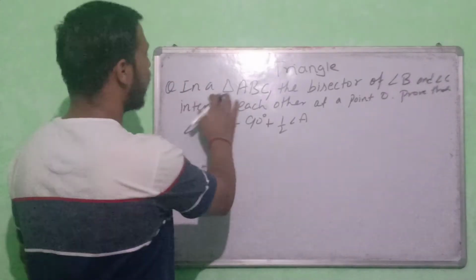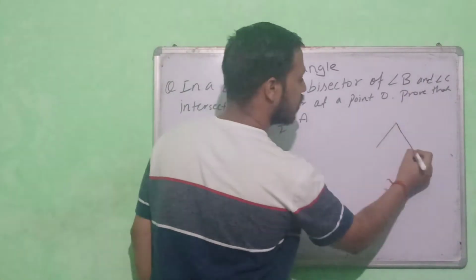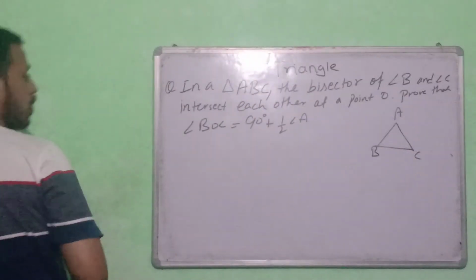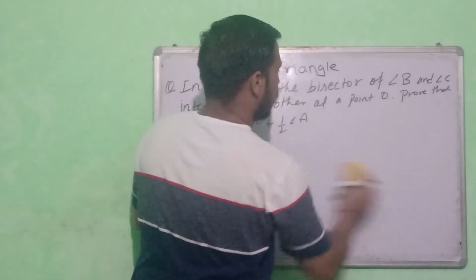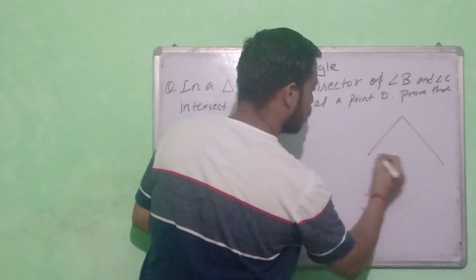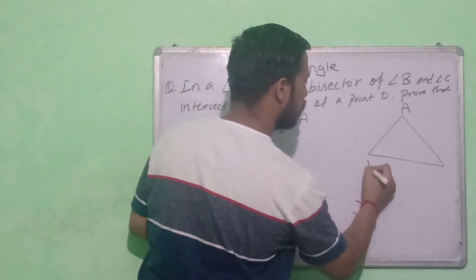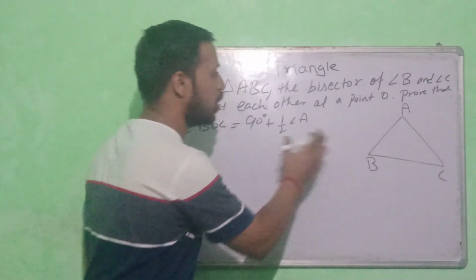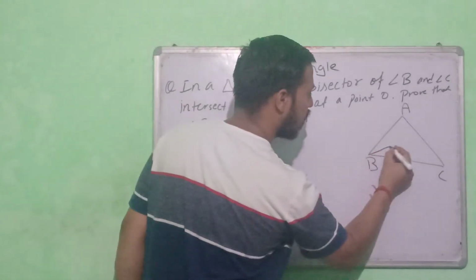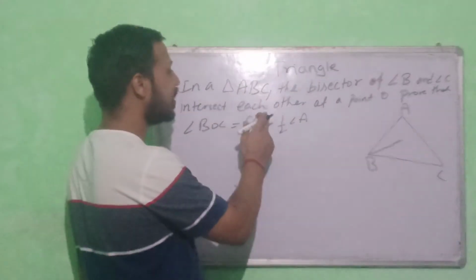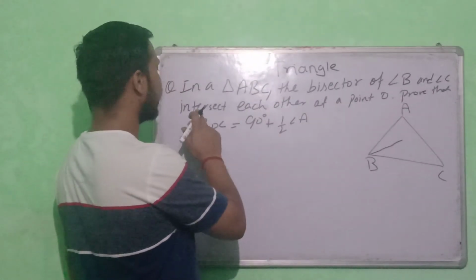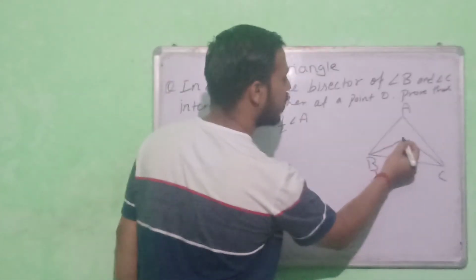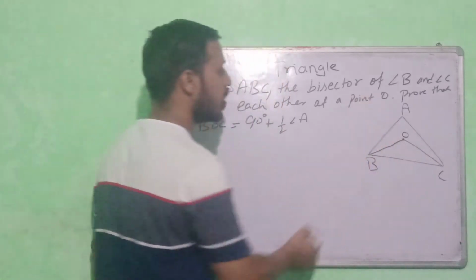The question is, in a triangle ABC, we will draw triangle ABC here, or I draw it a little bigger. ABC. This is triangle ABC. The bisectors of angle B and angle C intersect each other at point O. These will intersect at point O.